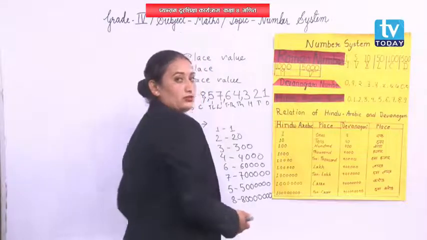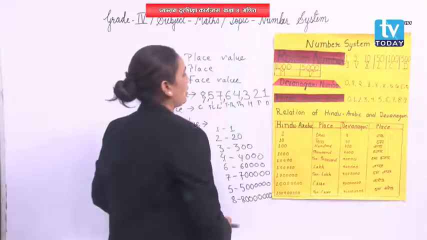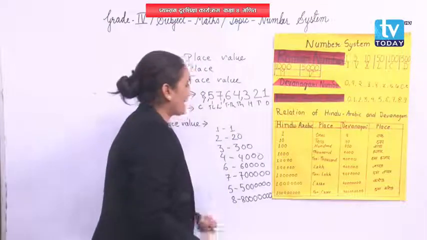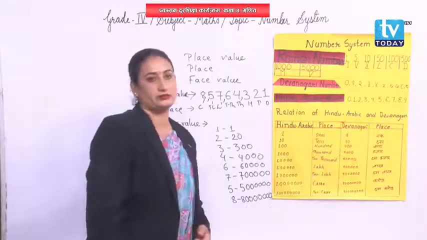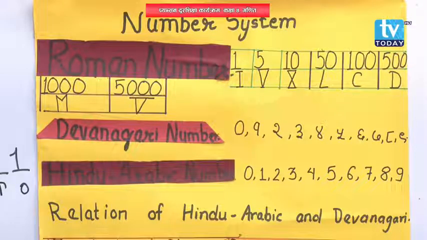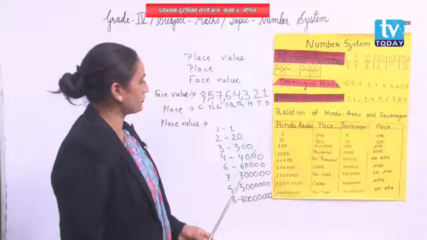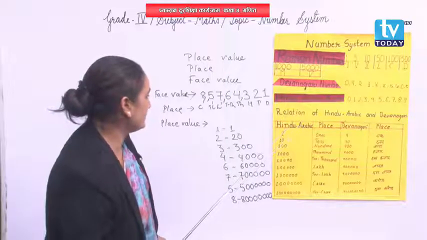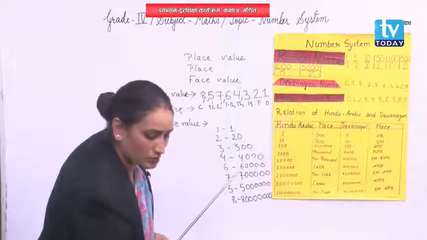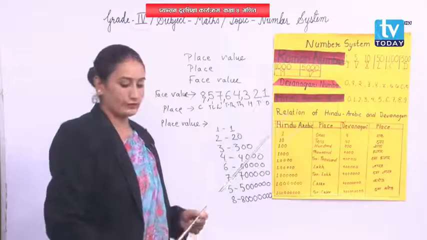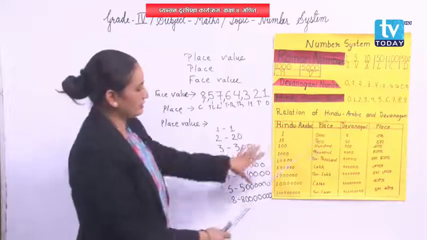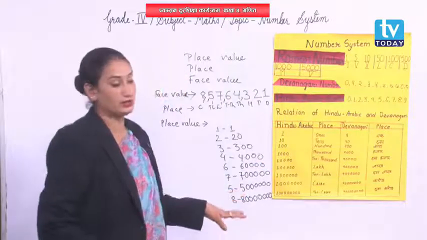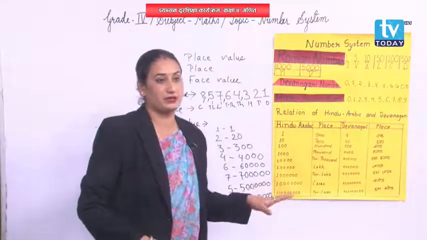Okay. Now, next is what? We are going to learn about the relations of Hindu-Arabic and Devanagari. So, are you ready to learn the relationship between them? Okay, have a look over here. What is written first? First is Hindu-Arabic. So, the corresponding relations of Hindu-Arabic and Devanagari numbers are shown in this chart paper. See here, I have written here. I hope you can see it clearly, right?